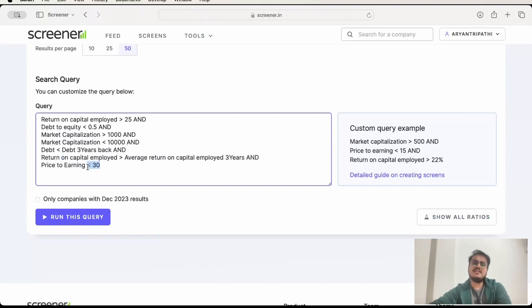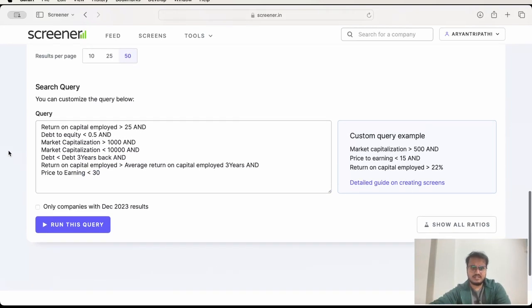Now P/E less than 30 is again subjective. There are some stocks for which 40-50 is a very normal P/E. If it goes below 40, it's a good buy. For some stocks, even 30 is very high. For some banks, even 30 is very high. So again, you might need to change it, because some stocks which are good will get filtered out of the screener, because your P/E is much less on the filter criteria.